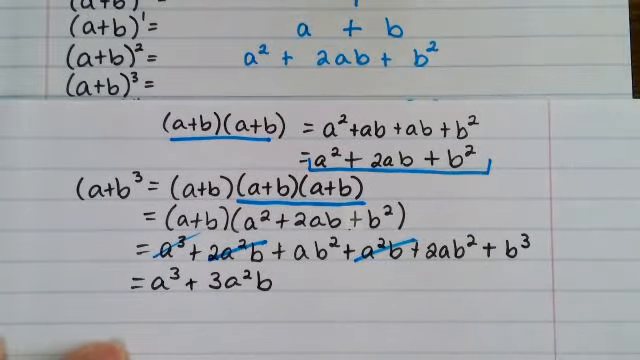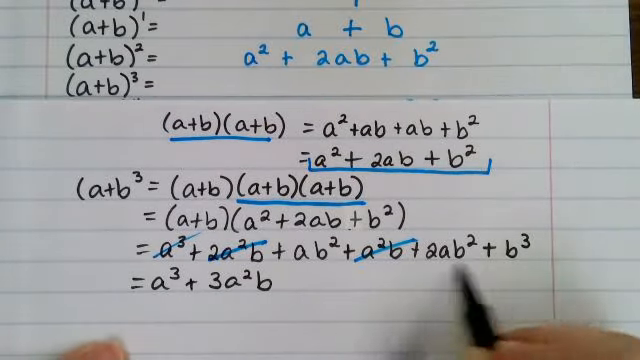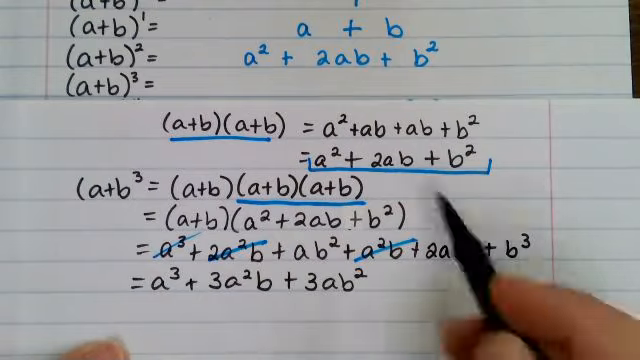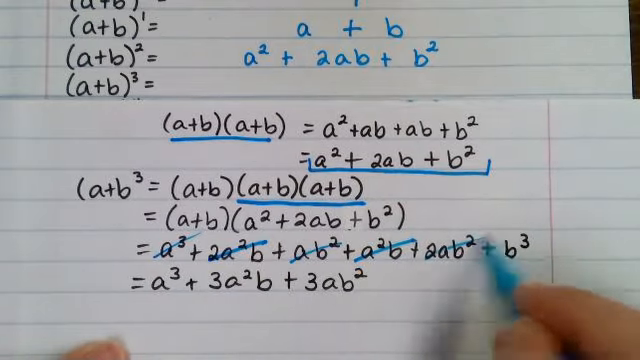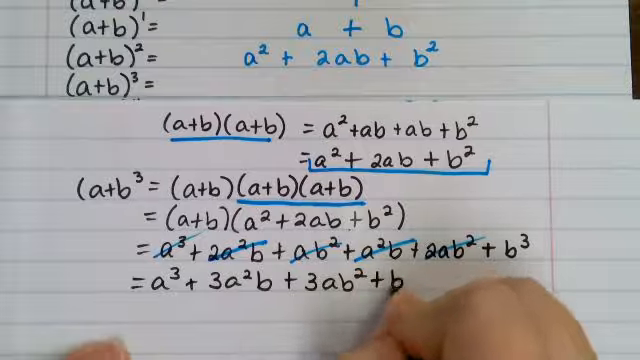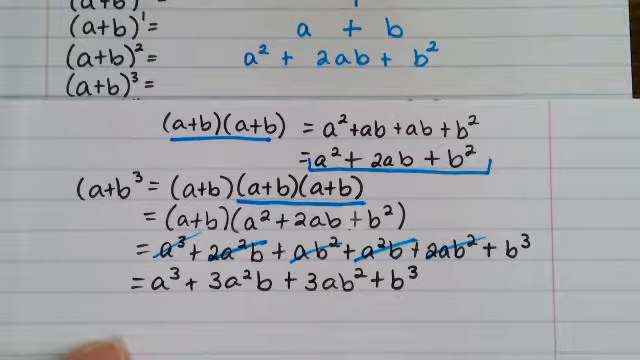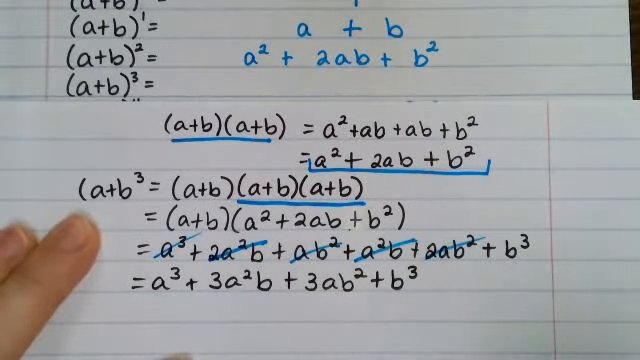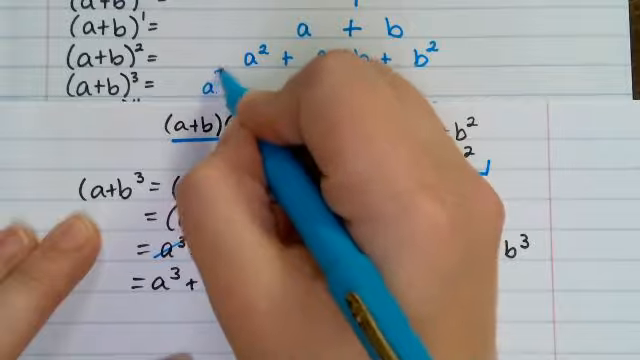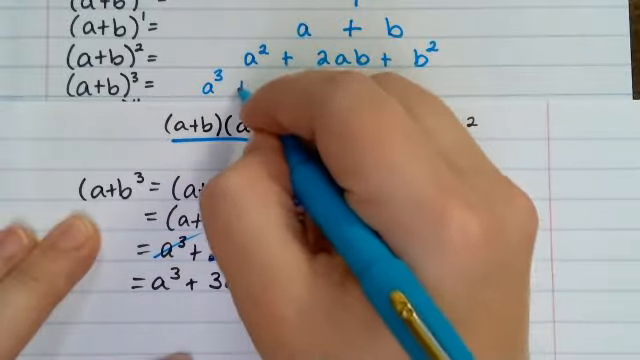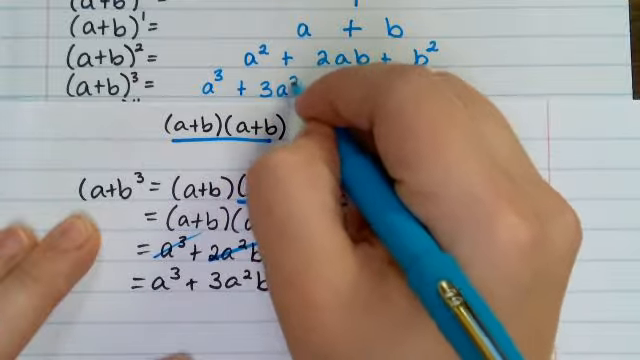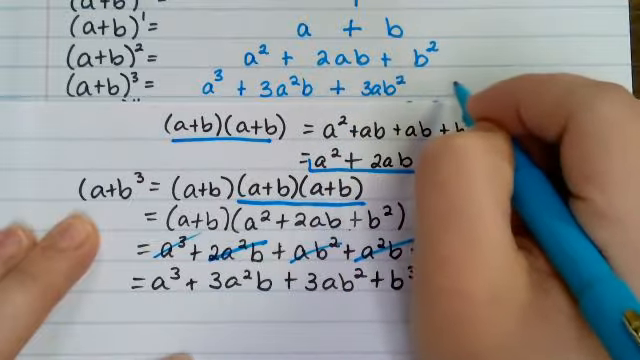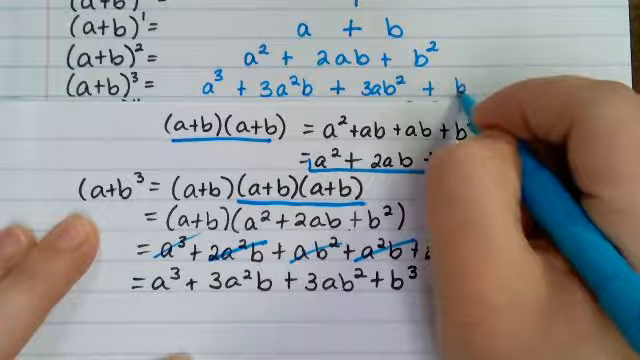All right, now I want you to look at the ab squareds. There's 1ab squared plus 2ab squared. That makes 3ab squared. So those are done. Then we have just our b cubed. Okay, this is the line I'm going to add to my actual notes. That is as simplified as it gets. So we're going to have our a cubed plus 3a squared b plus 3ab squared plus b cubed.